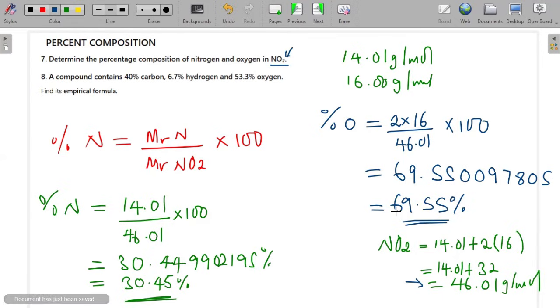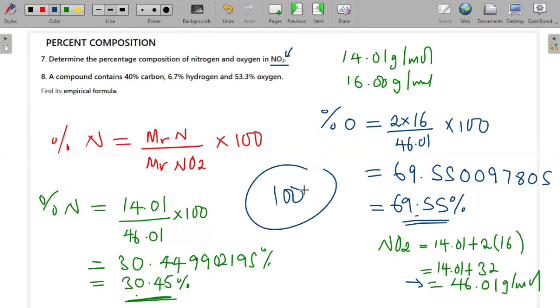So the percentage composition of the nitrogen is 30.45%, and the percentage composition of the oxygen is 69.55%. Make sure that when you add those two, you get 100 or a number very close to 100. If I add this plus this, I get 100%. That just confirms that whatever you're doing is correct. All right, any questions there, guys?